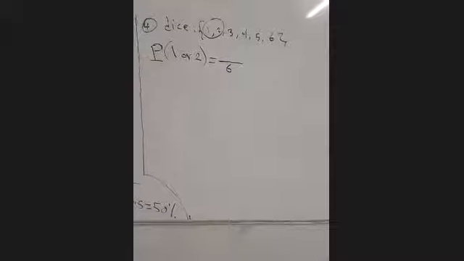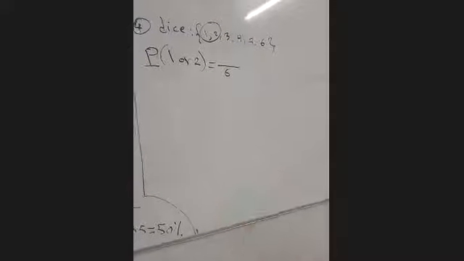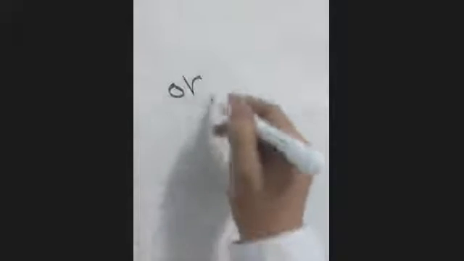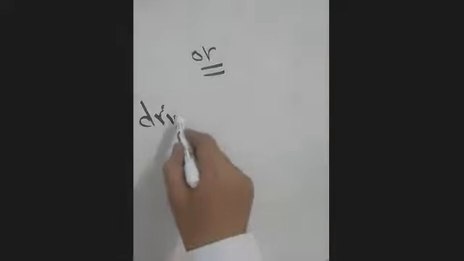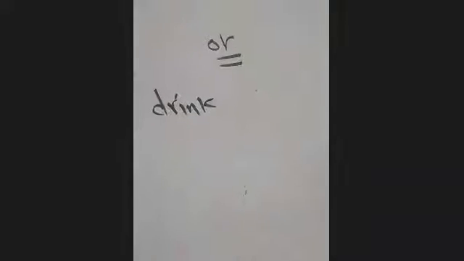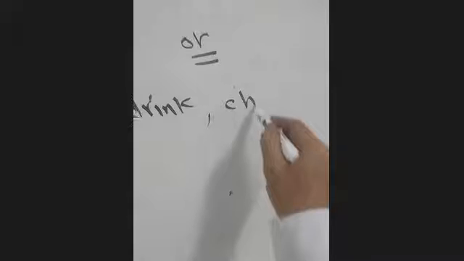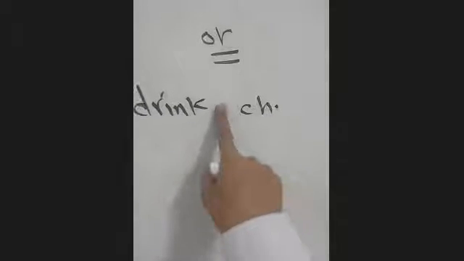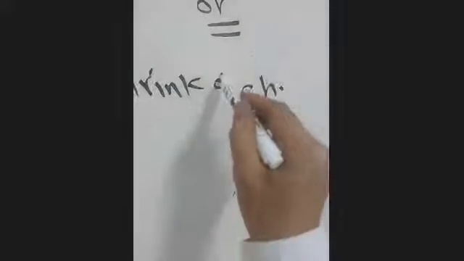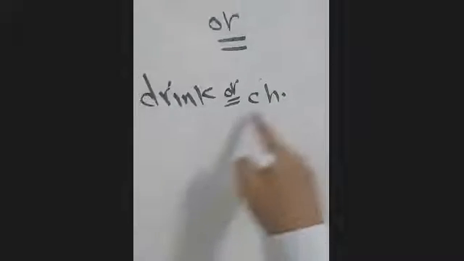1 or 2. How many elements? 2. Means if you go to the supermarket and I ask you to bring for me, for example, a drink, let's say Pepsi, because I like it, and chocolate. I tell you, bring for me a drink or chocolate.